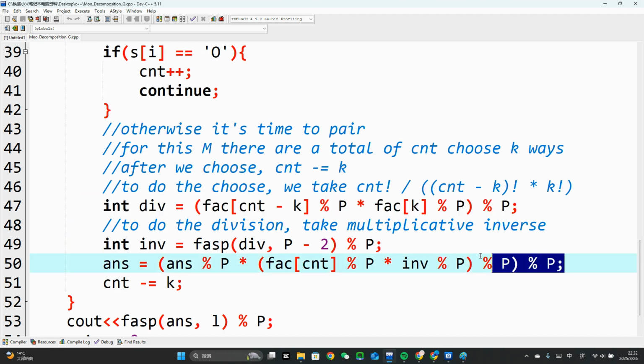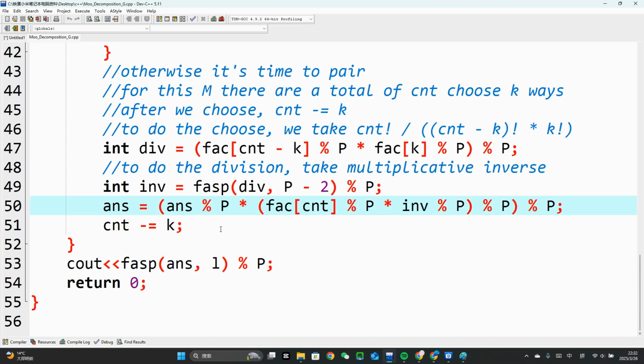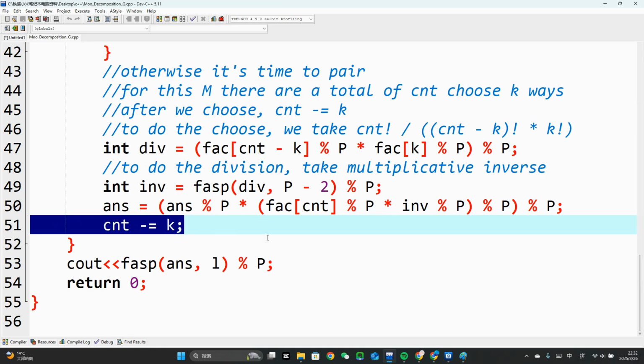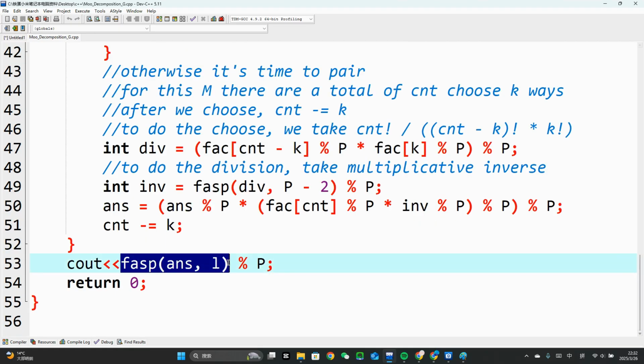The factorial for the top, factorial for the bottom, and then you multiply them, except the second one is actually a multiplicative inverse. And then you subtract from the count of total O's that you still have to be paired with M's by K, because this M took K O's. And then if there's an O, we don't pair it. Instead, we just add 1 to the count of the number of O's that exist currently, and then we take the answer to the L's power, because we know that all of these strings are completely independent of each other, and if one has ans possibilities, then 2 have answer squared, 3 have answer cubed, so it's just answer to the L's power, and then modulo p, of course.